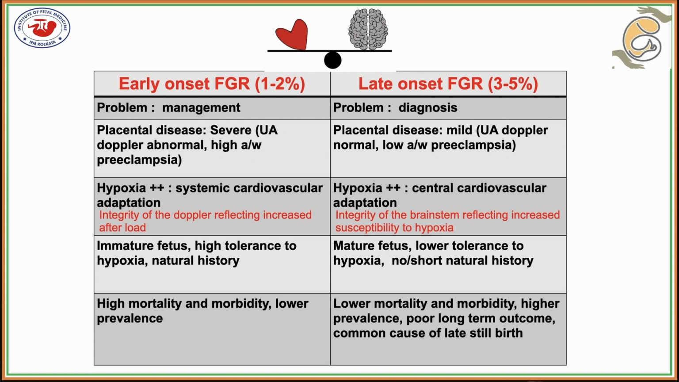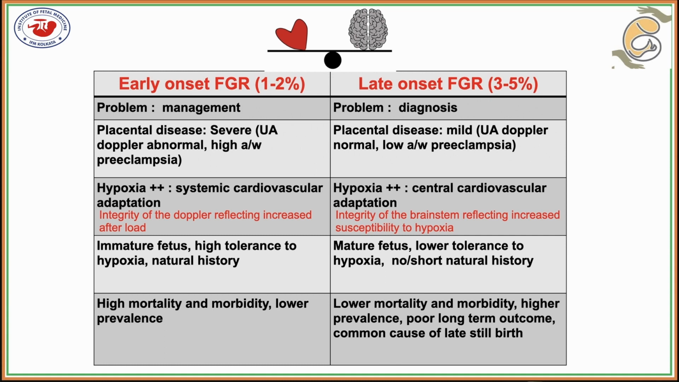Now, if you look into early onset, the placental disease is always severe. The placenta is the end organ for all these vessels, so if the placenta is very diseased, your umbilical artery will be abnormal, and they are highly associated with even preeclampsia. In late onset, the placental disease is mild. That's why even your umbilical artery may be normal, your middle cerebral artery may also be normal, but when you do a CPR, that may be abnormal. Right? So the more severe the placental disease, there will be a problem with the umbilical artery.